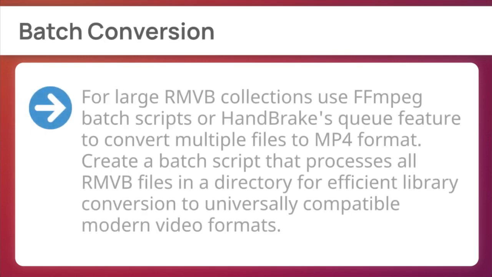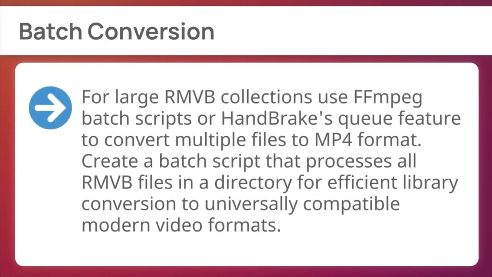Finally, batch conversion. For large RMVB collections, use FFmpeg batch scripts, or Handbrake's queue feature, to convert multiple files to MP4 format. Create a batch script that processes all RMVB files in a directory for efficient library conversion to universally compatible modern video formats.